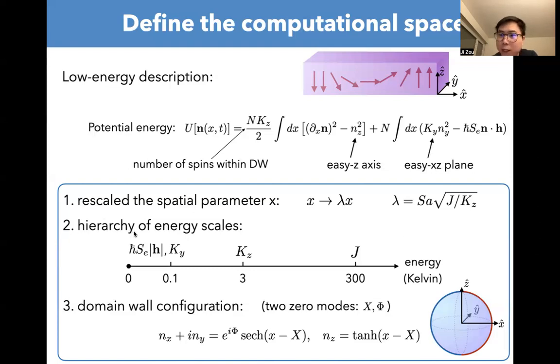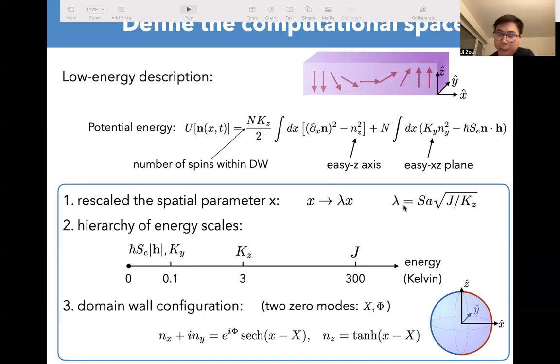And also, one important thing is that there is a high energy hierarchy in our problem. We assume the largest energy scale is the exchange coupling, which is about room temperature, 300 Kelvin. The second largest energy scale is the easy axis anisotropy Kz, which is about 3 Kelvin. If we plug those numbers into the expression, we get a domain wall width of about 5 nanometers, which is experimentally feasible in the lab.